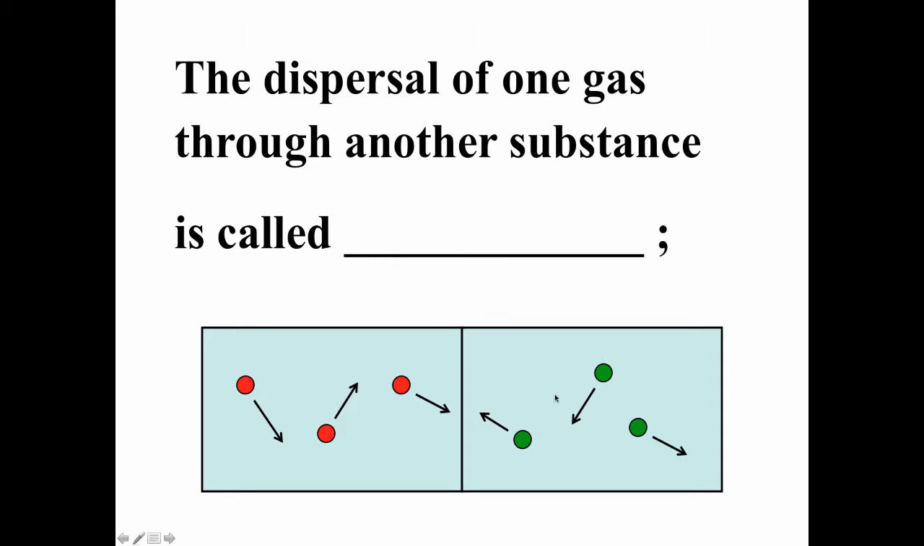Now, a new idea is when we have two gases, and here we have them in separate containers, they're kept apart from each other, and if we open up a little hole in between the two containers, what will happen is the gases will diffuse into or through each other.